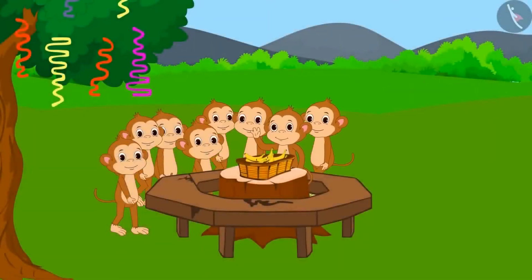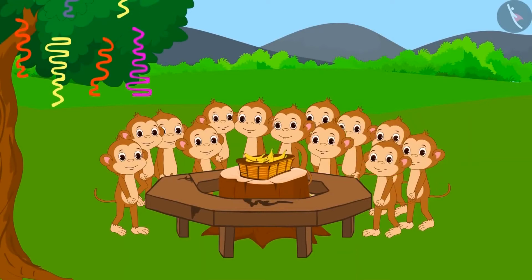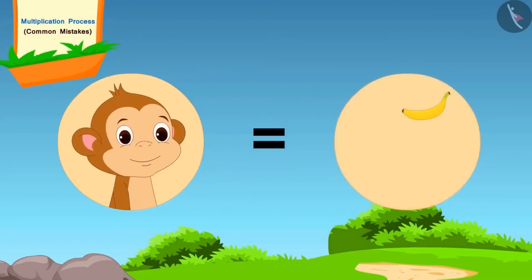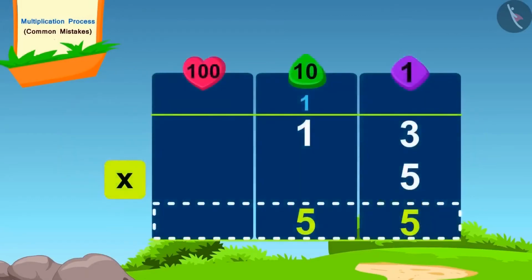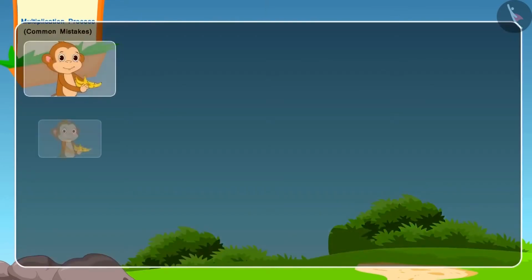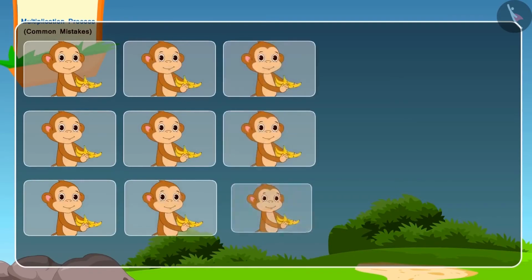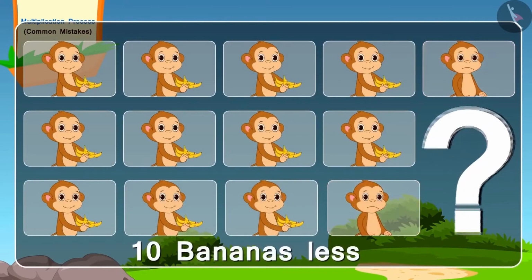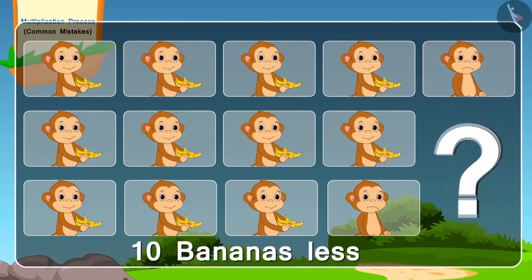Monkeys were also present in the party. There were 13 monkeys in total, and each monkey needed 5 bananas. Let's see how the monkeys found the total number of bananas needed. Now, when they started distributing bananas, they realized they were short by 10 bananas. Can you tell where the monkeys went wrong?